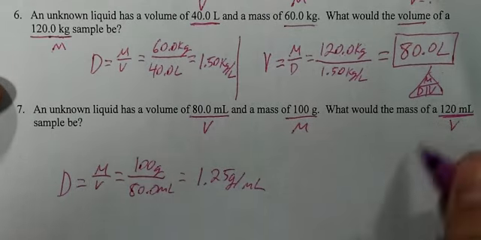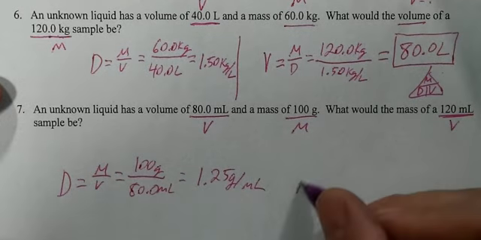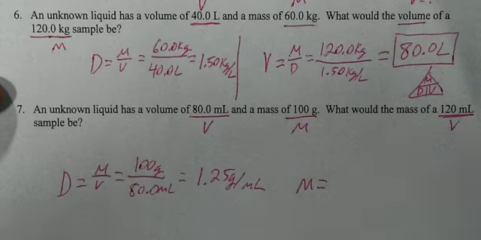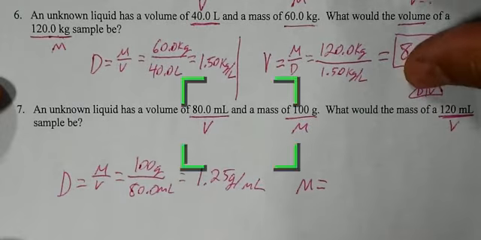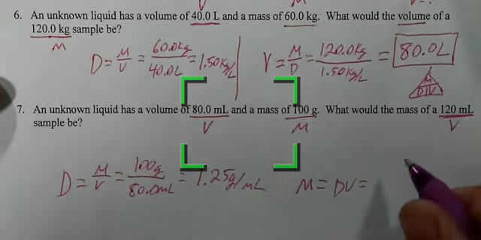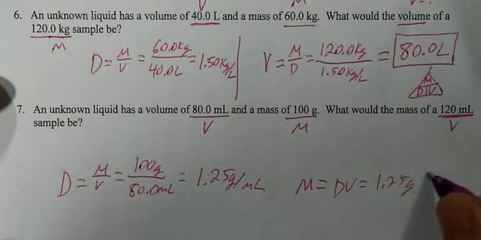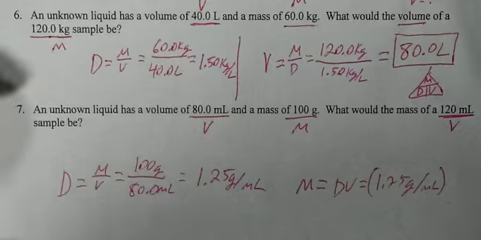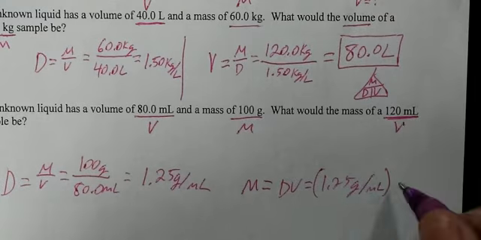Now, I want to know what the mass would be. Oh, that's a little different. I want to find the mass. Mass equals, if I cover up the M, density times volume, that's what I see. M equals dV equals density 1.25 grams per milliliter times volume, which is 120 milliliters.